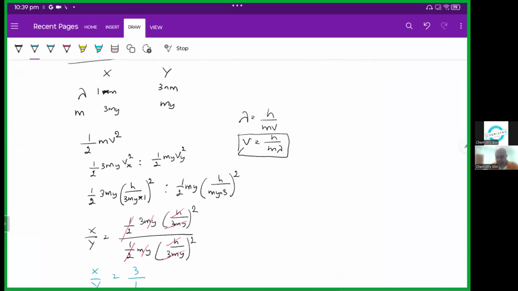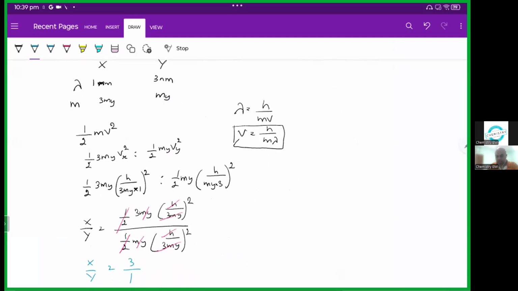So if I repeat again, the de Broglie wavelengths are 1 nanometer and 3 nanometers, right? So m is 3my and my because mass of X is 3 times the mass of Y. So we are talking about kinetic energies. Kinetic energy is half mv squared. The mass is 3my for X, and Vx we can take from this equation, the de Broglie wavelength, lambda is equal to h divided by mv.